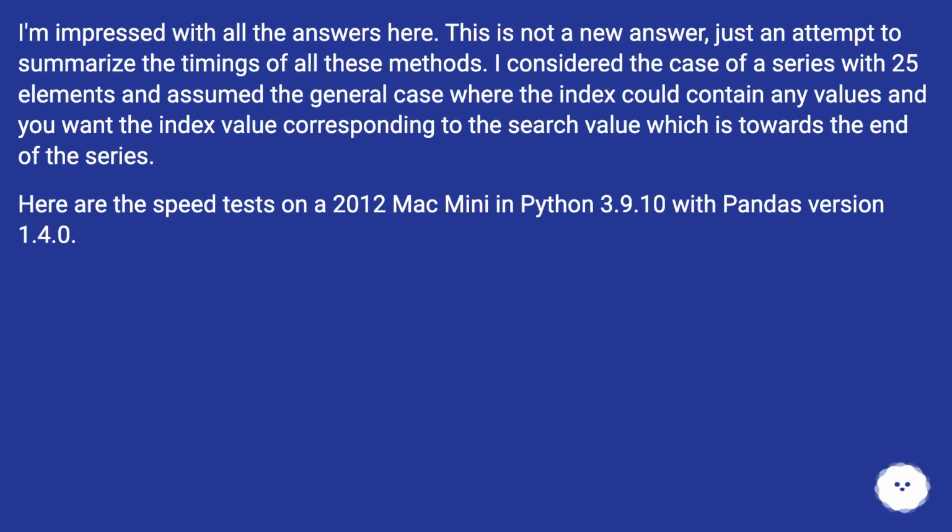I'm impressed with all the answers here. This is not a new answer, just an attempt to summarize the timings of all these methods. I considered the case of a series with 25 elements and assumed the general case where the index could contain any values and you want the index value corresponding to the search value, which is towards the end of the series. Here are the speed tests on a 2012 Mac Mini in Python 3.10 with Pandas version 1.4.0.